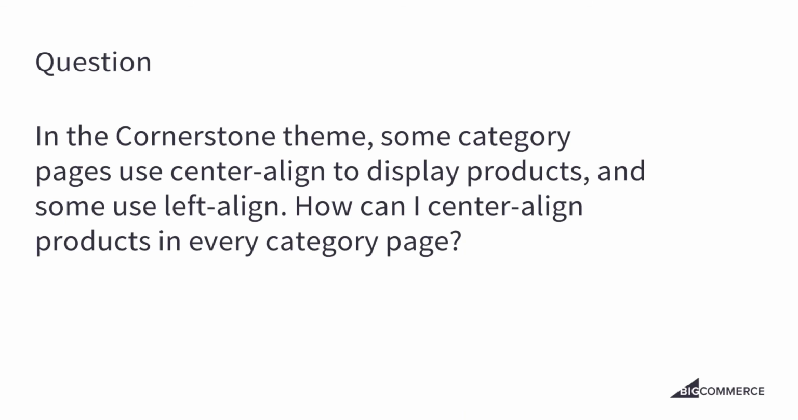Okay, for this one, the reason that there's a difference between the two is that, for example, in Cornerstone, there's a left-hand navigation panel. So when you're on your category pages, you'll have your links to subcategories, or if you have faceted search on, you're going to see the facets on that side. To center align all of them, all you'll need to do is make some CSS modifications to account for the space that would be there if there was that navigation.